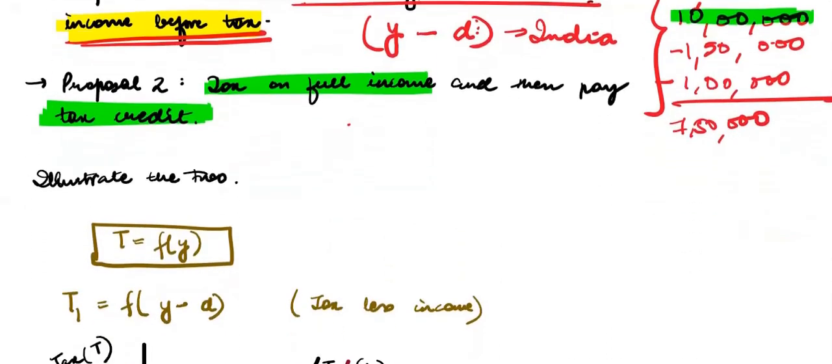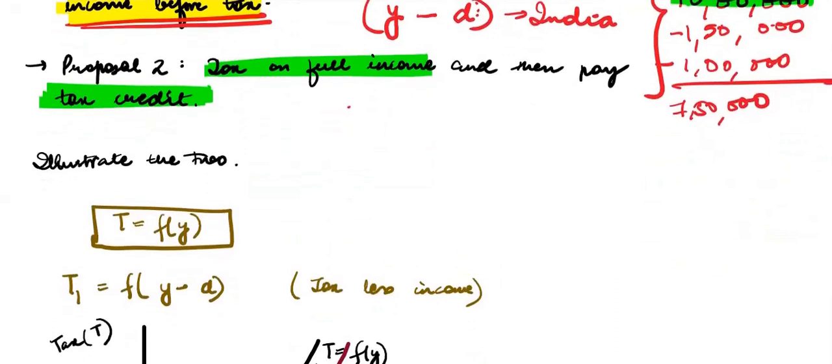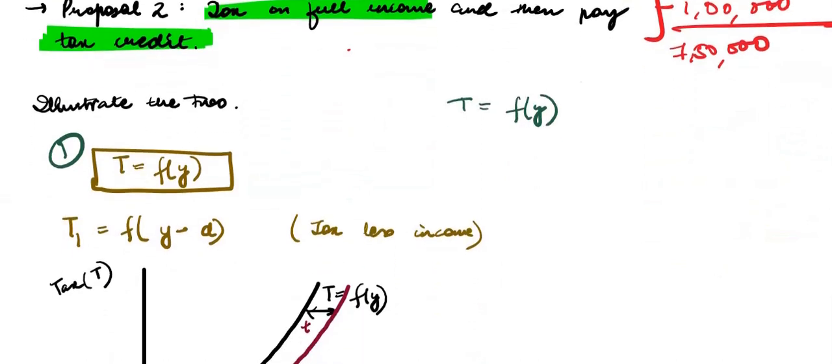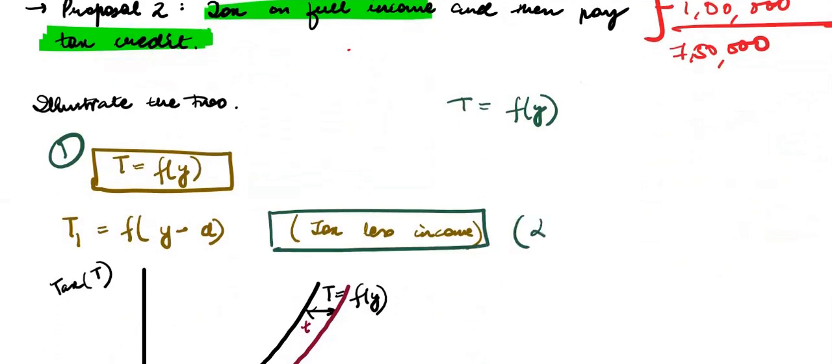The first thing is this. So, this is the first aspect. First of all, we have to understand that tax is a function of income. This is the starting point. And now the first proposal says that less income is taxable. So you can write it here: less income is taxable. That is scenario one.